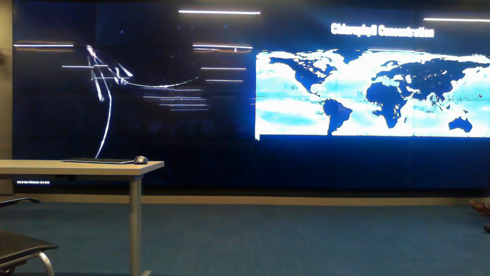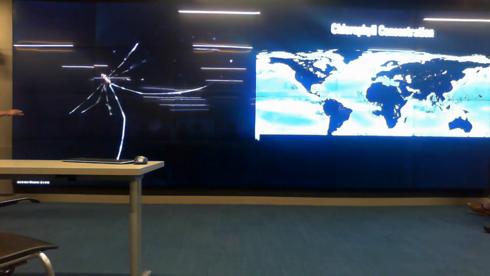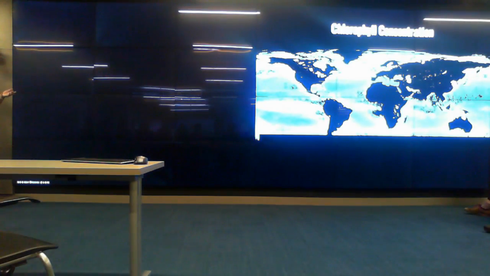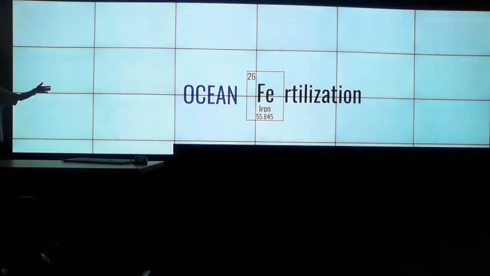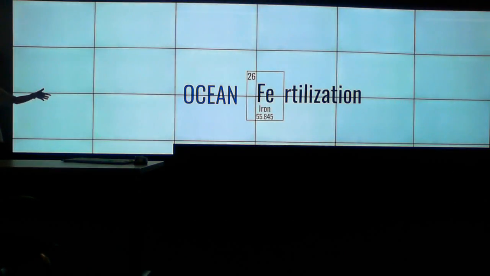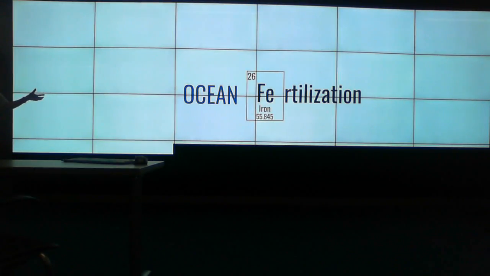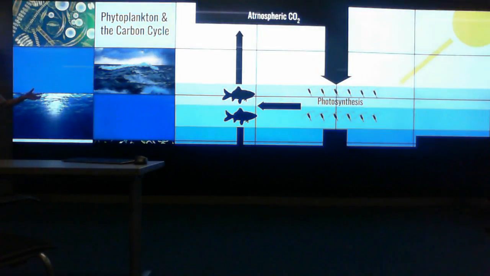The only thing we're missing is a nutrient. So if only there was a way that we can add more nutrients into the ocean to further enhance this system. Well, there is, with ocean fertilization through iron. So before we touch on how this is actually going to work, I'm going to quickly review the phytoplankton and the carbon cycle. And we're having some weird glitch with the bottom screens here, so ignore that, I guess.